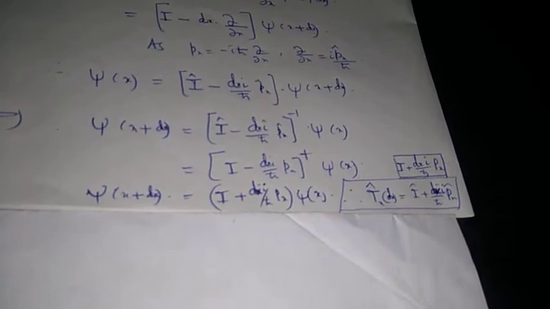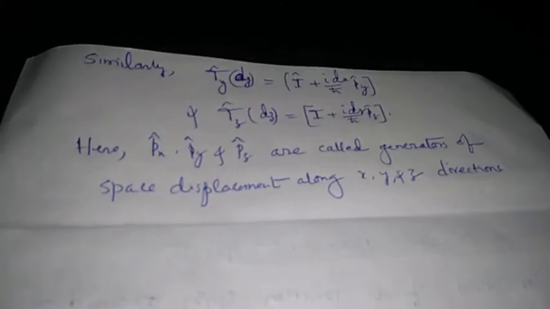Since the operator in the square bracket is unitary, we can take its inverse as its dagger also, which gives us that psi of x plus dx is equal to I plus dx i by h cut into px, into psi of x. Therefore we can write the space displacement operator T of dx as I plus dx i by h cut into px.